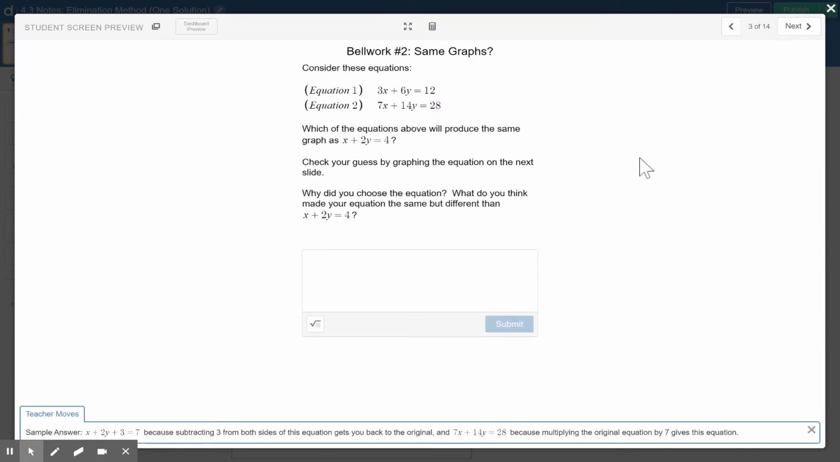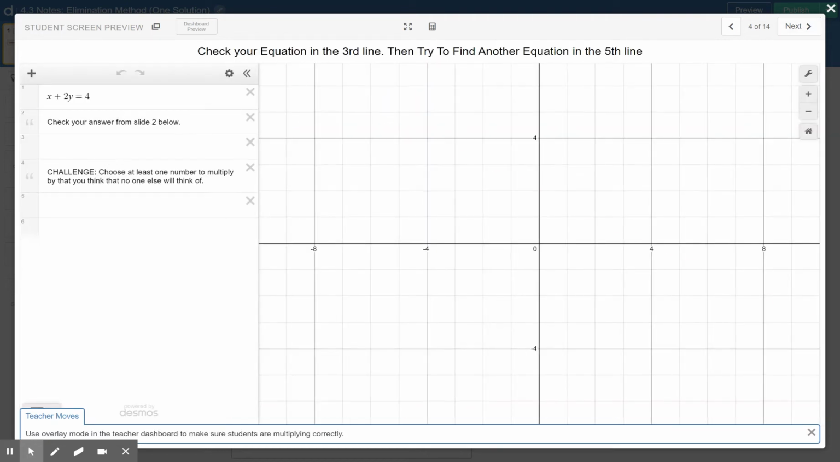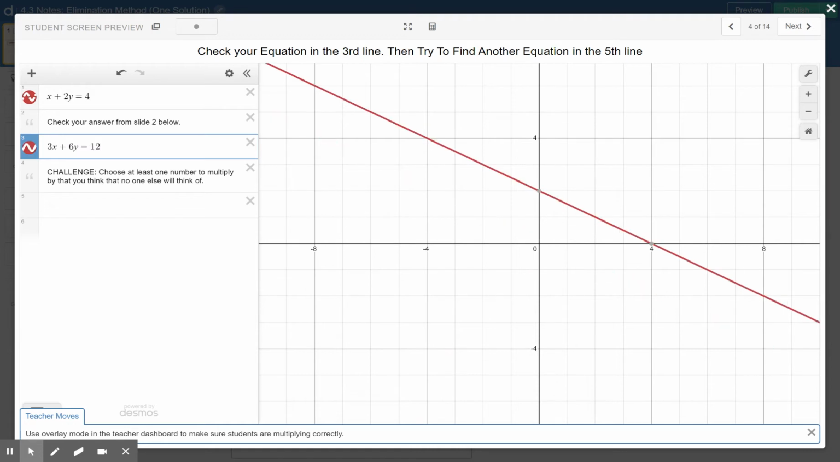For bell work question number 2, we're wondering if these are the same graphs. So which of the equations above will produce the same graph as x plus 2y equals 4? And check your guess by graphing the equation on the next slide. So we have 3x plus 6y equals 12. Notice that when we type it, it overlaps that dotted line that was there. So right away we know that it is the same.